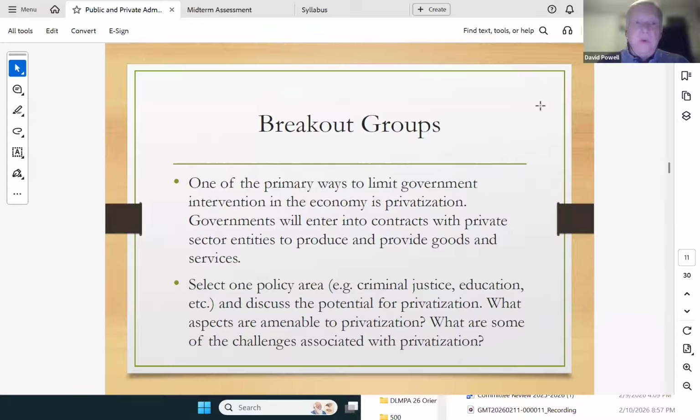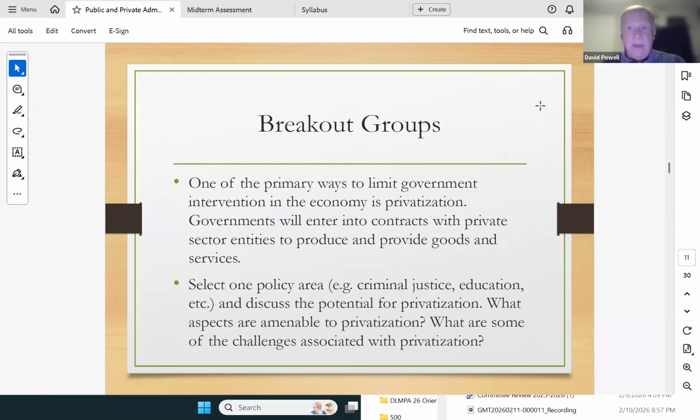Again, what I want each group to do is to come to an agreement on one general policy area, and then as a group discuss the potential for privatization of that policy. What aspects would be amenable to privatization, and what are some of the challenges that would be associated with privatization of that policy area? It's also important that each group please select a spokesperson, however you want to do that, because we'll work on this for about half an hour or so.